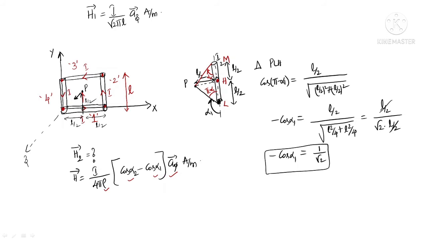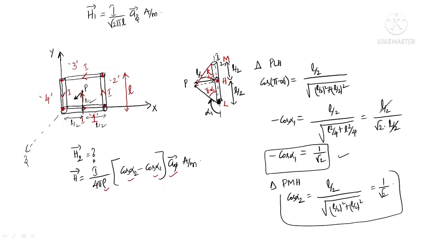Similarly, from the triangle PMH, what is cos alpha 2? Cos alpha 2 is equal to, again, adjacent side is L by 2, hypotenuse is root of (L by 2) whole square plus (L by 2) whole square. So if you evaluate this, it is also the same as minus cos alpha 1. Now we got the cos alpha 2 value as well as the cos alpha 1 value, which is the same, 1 by root 2.